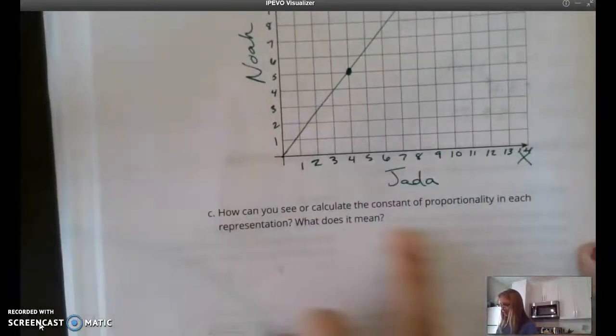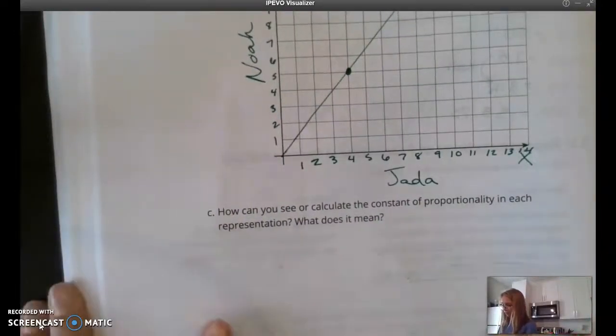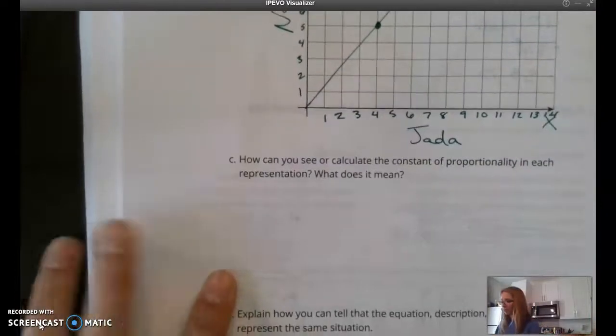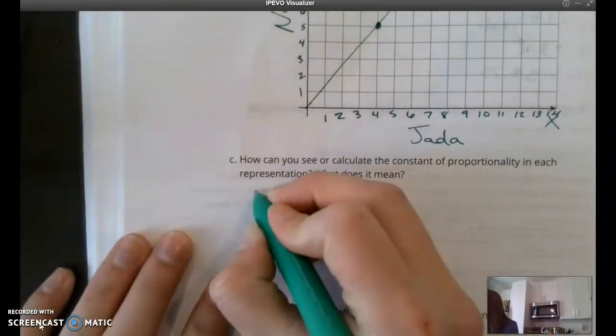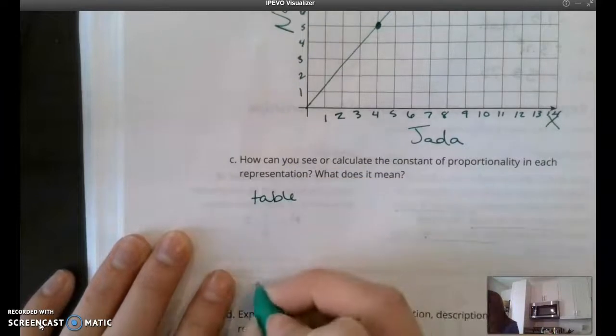Alright, so down here it says, how can you see or calculate the constant of proportionality in each representation? Alright, so that means how can we do it by table, and then how can we do it by graph?